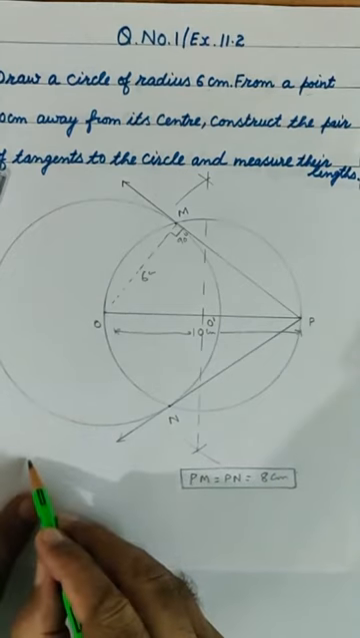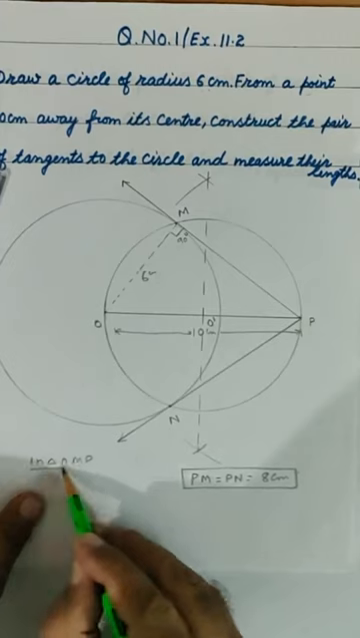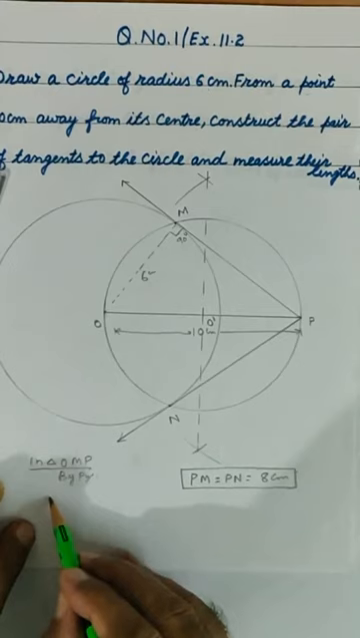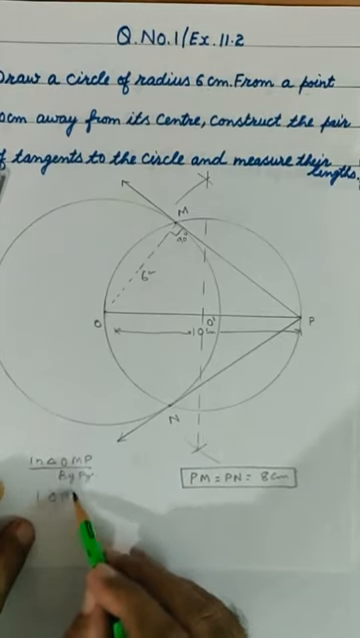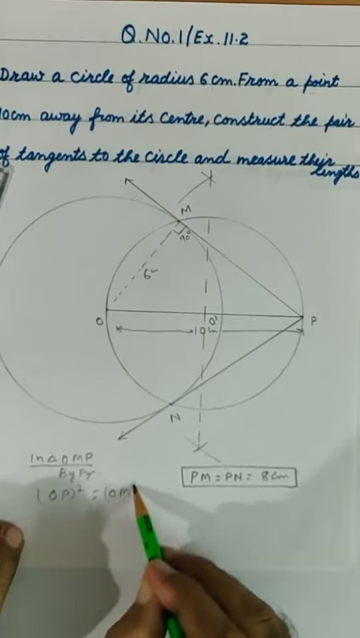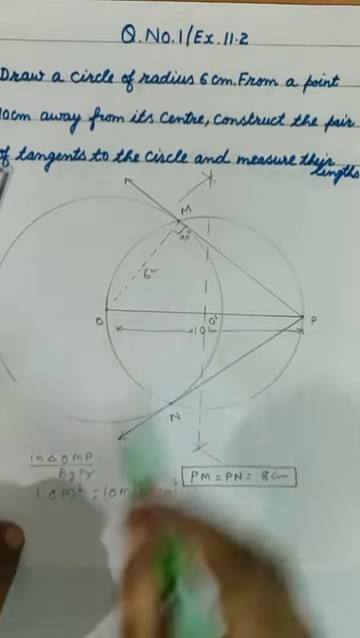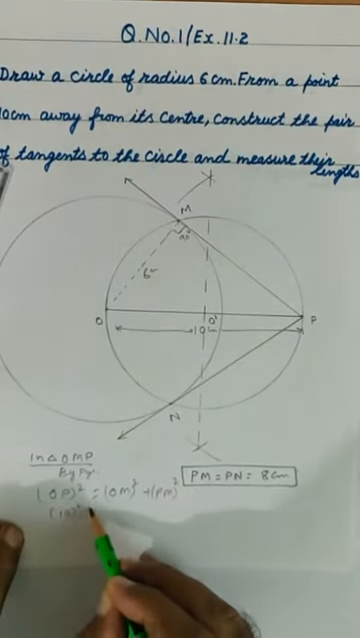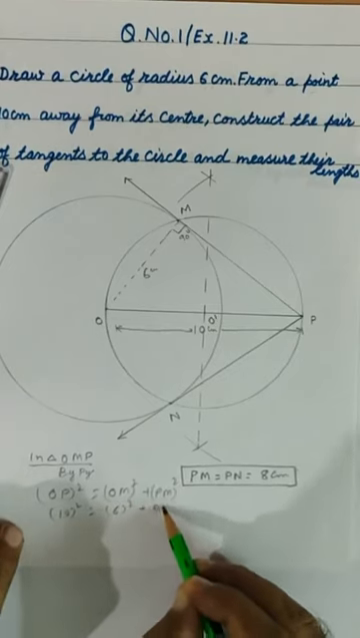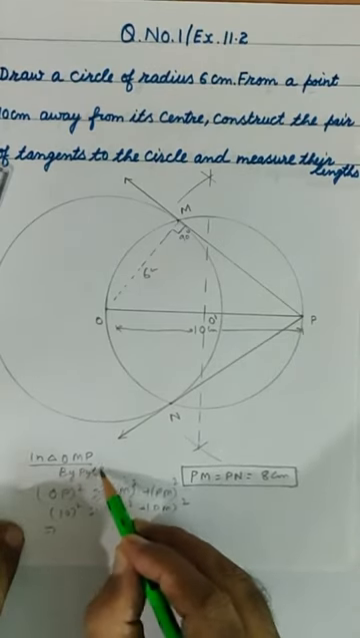OP is the side opposite to 90 degrees, known as the hypotenuse. Then in triangle OMP, by Pythagoras theorem, OP square equal to OM square plus PM square. OP is 10 square, OM is 6 square plus PM square. By Pythagoras theorem we are using.